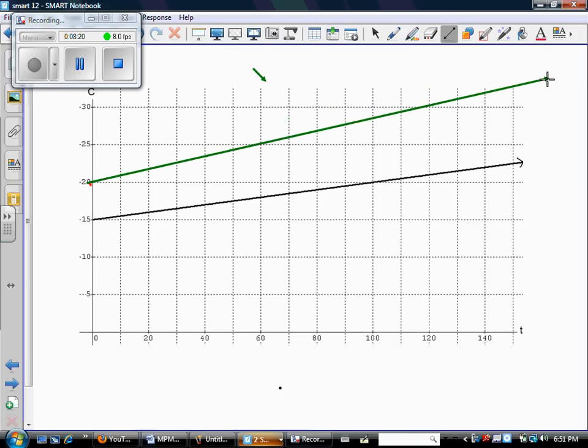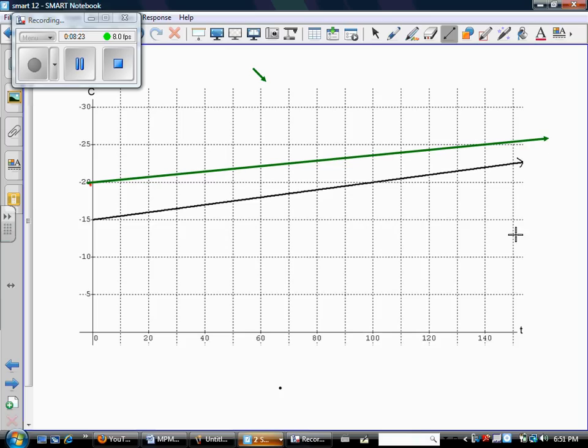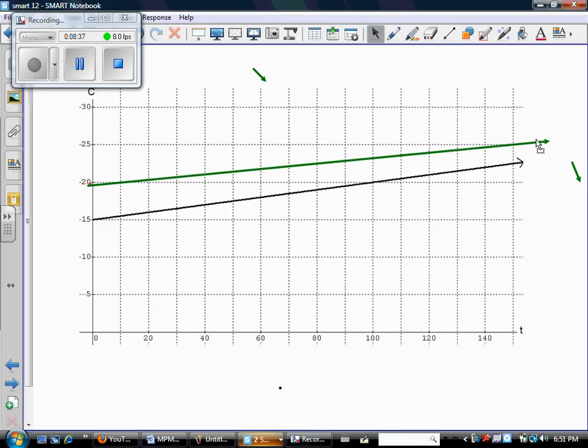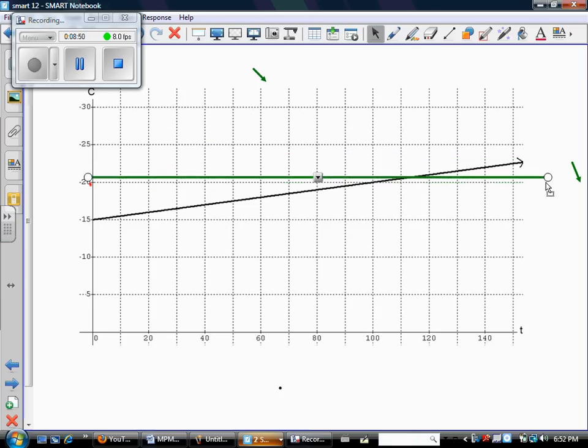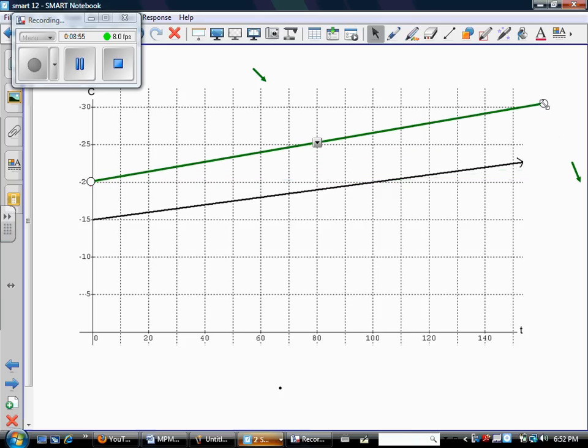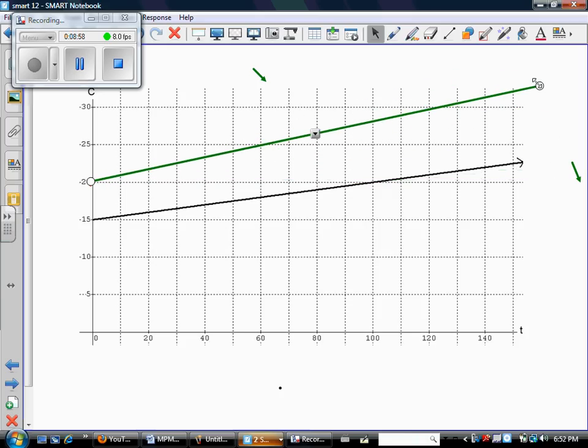Could I make a less steep line? Well, the same problem as before. It may not look like it on this graph, but these lines theoretically continue forever. And at some point, if that green line is less steep than the black line, they're going to cross over. And as soon as they cross over, the black line becomes more expensive. And we wanted the green line to be always more expensive. So it has to start at a higher starting value, and it has to have a slope equal to or greater than the other slope.